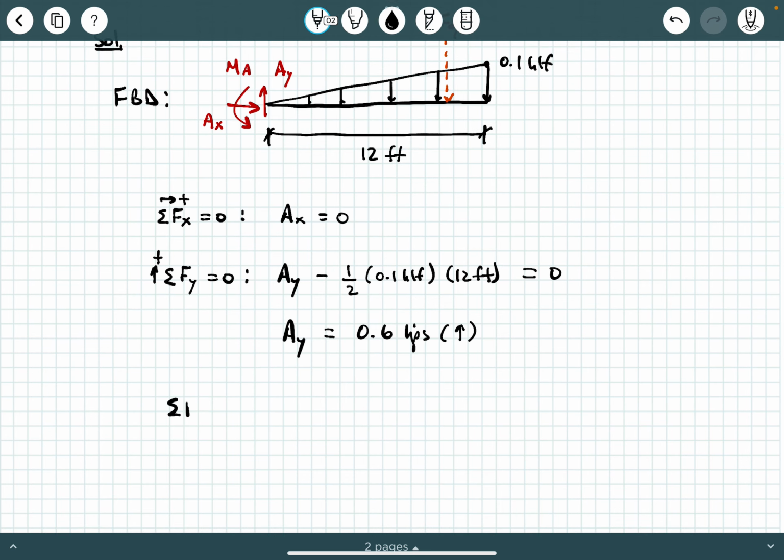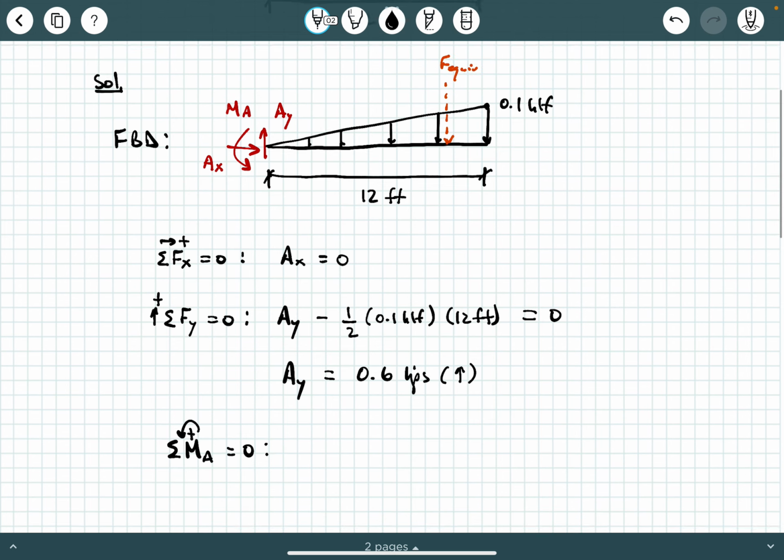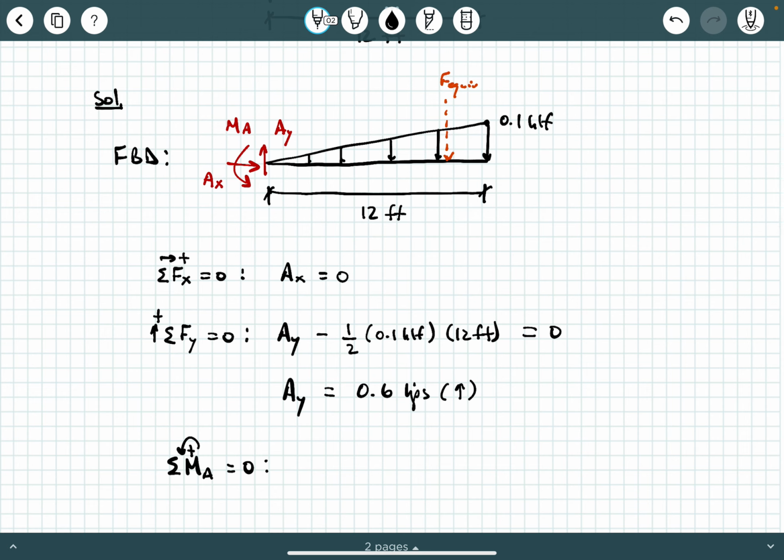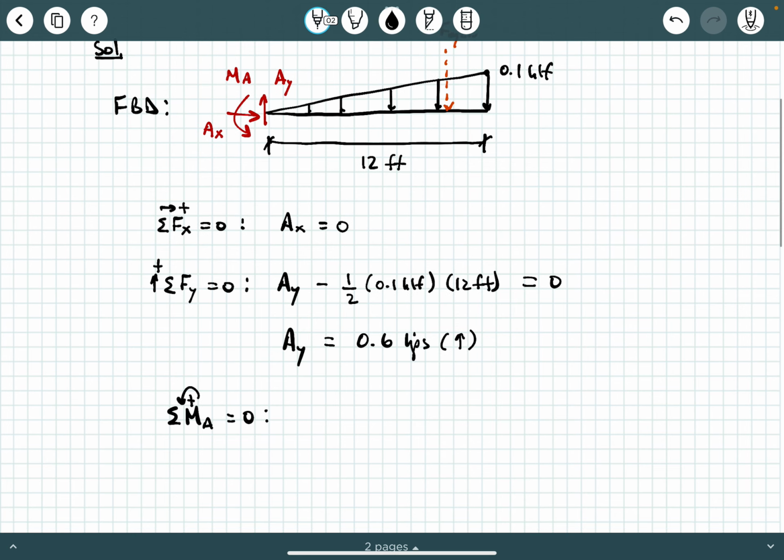I'm going to say sum of the moments about point A equals 0. I'm going to call things going counterclockwise positive. Now, in this third and last equilibrium equation, I'm going to solve for MA, the reaction moment. Remember, this is a fixed connection here, so you have this reaction moment MA. So how do I solve for that? Well, I'm going to say MA, and I'm going to say that that's positive because I'm assuming MA is rotating counterclockwise in my free body diagram, which is a positive assumption.